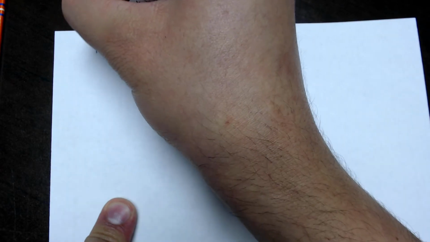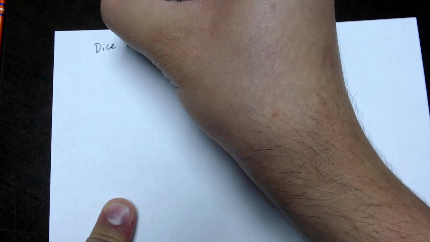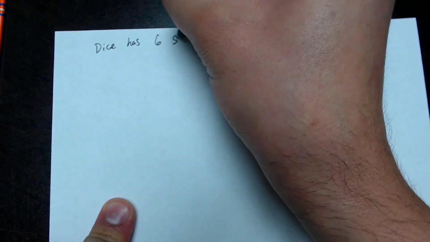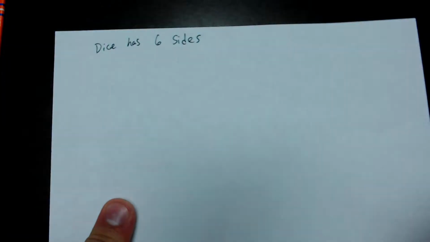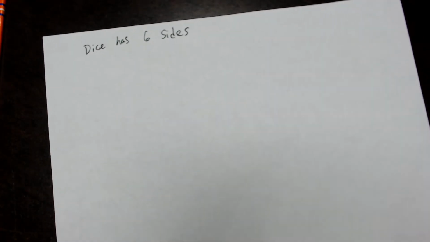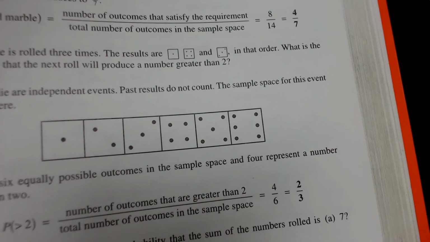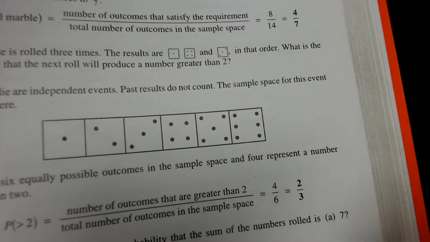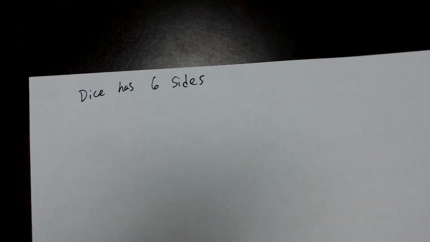A typical dice has 6 sides. Some of you are laughing. Some people don't know. So a dice has 6 sides. They usually look like this: 1, 2, 3, 4, 5, and 6. So that's the first bit of information.